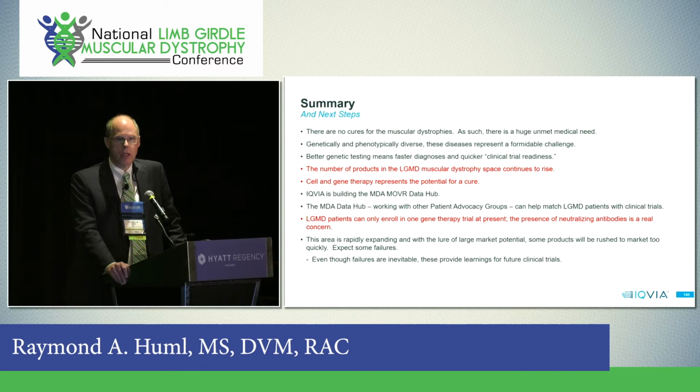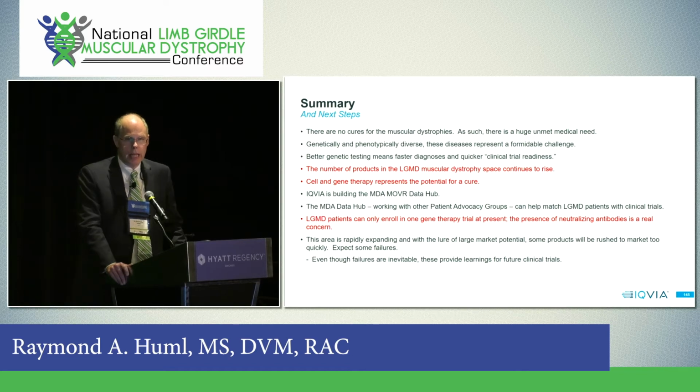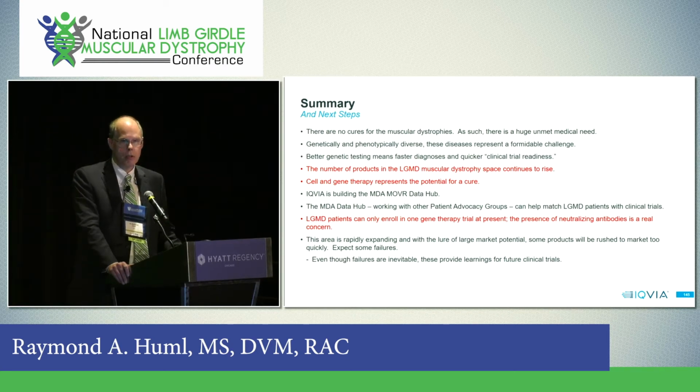I mean, the speakers this morning talked about some of the challenges we have with all these different subtypes, whether it's 36 and whether there's an R or a D by it or a letter. There's a lot of different genetically and phenotypically diverse universe out there of limb-girdle muscular dystrophy, and they represent a formidable challenge. I think that the better genetic testing, which I was really encouraged by the speakers earlier this morning about, means a faster diagnosis. And as we can get folks more quickly to clinical trial readiness, which is, I think, the goal of every person in this room.